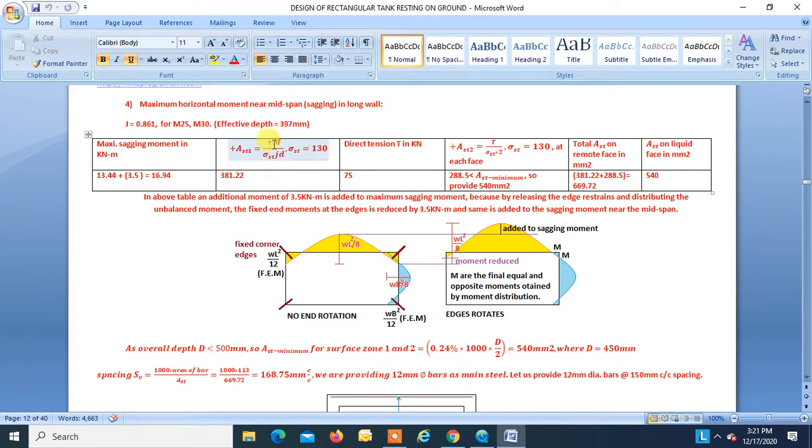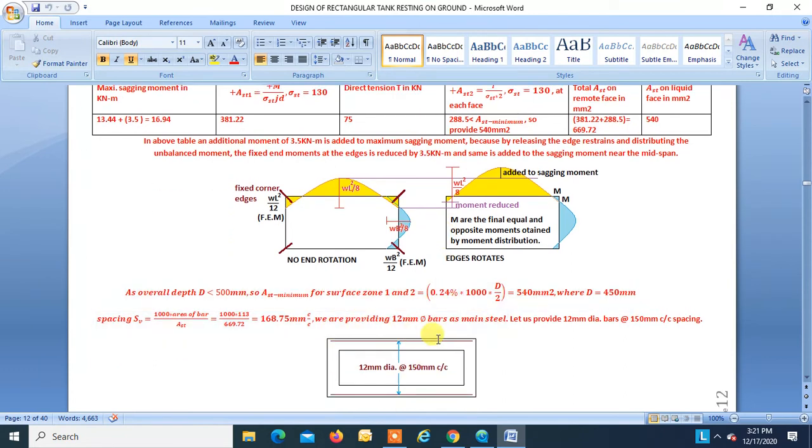For this moment, using this formula, I get this amount of steel for bending. For direct tension, I get this steel on each face. So this steel, AST1 plus AST2, is equal to 669.72, and this is more than the minimum required, 540. So at this face this has to be provided, and this has to be provided at this face also.